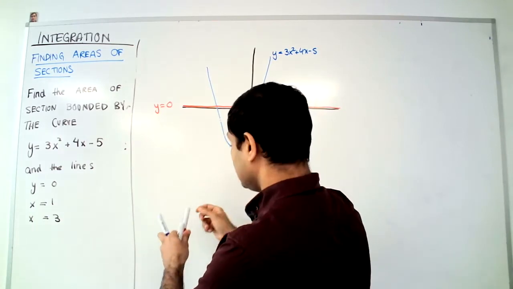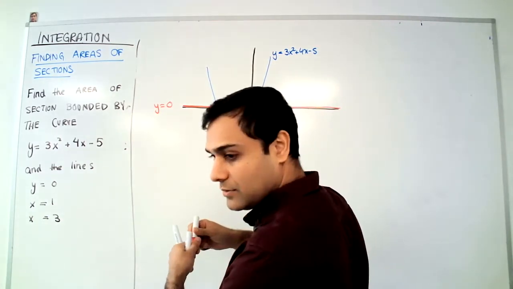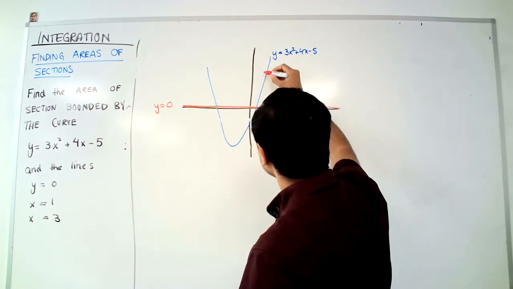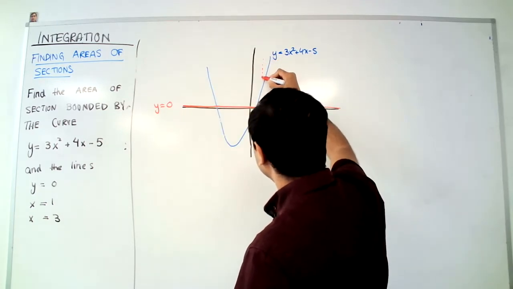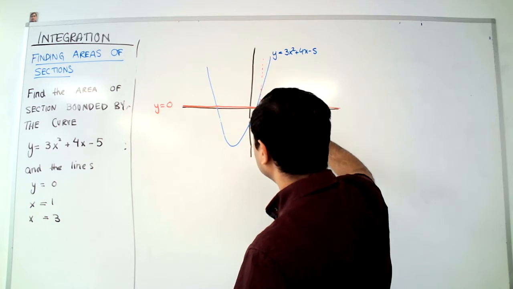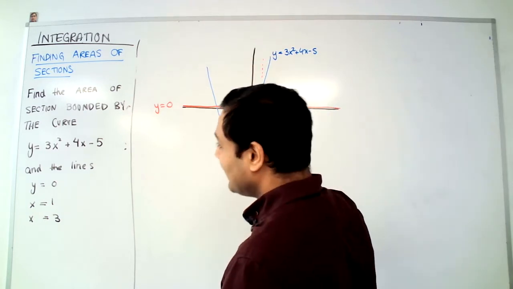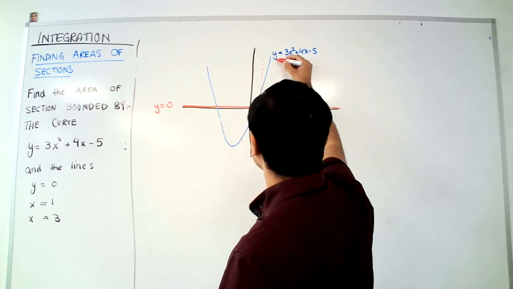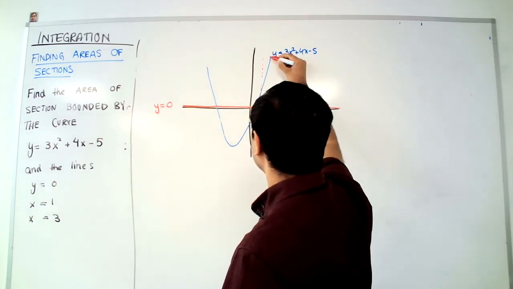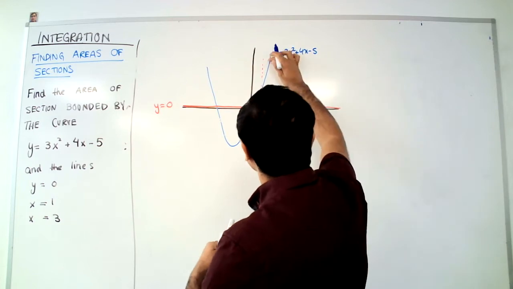Let me use red again. Okay, so x equals 1. This is the line that is x equals 1. And the other one is x equals 3. So x equals 3 is going to be somewhere here. Let me just extend this curve.